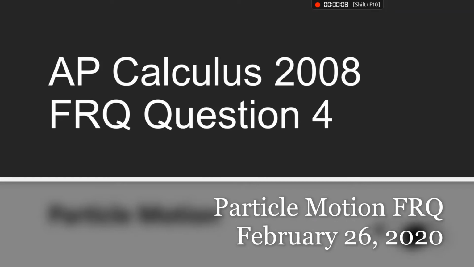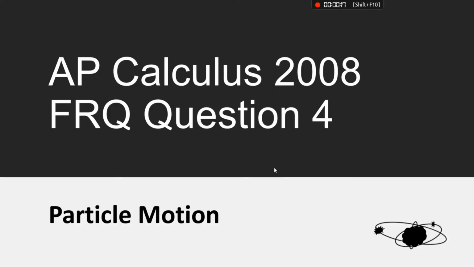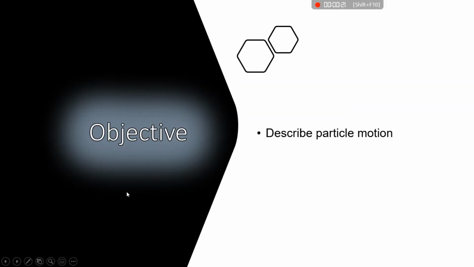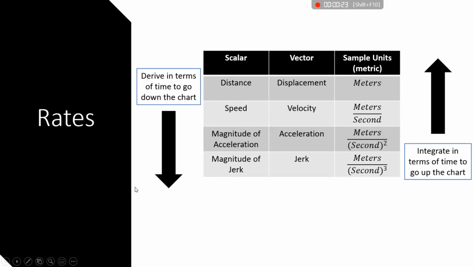All right. So we are continuing to go through the 2008 FRQs. I'm going to do Q4, and then we'll do 5 and 6, just like last time. So we're doing particle motion, where the goal is just to relate different parts of particle motion, both graphically and analytically.